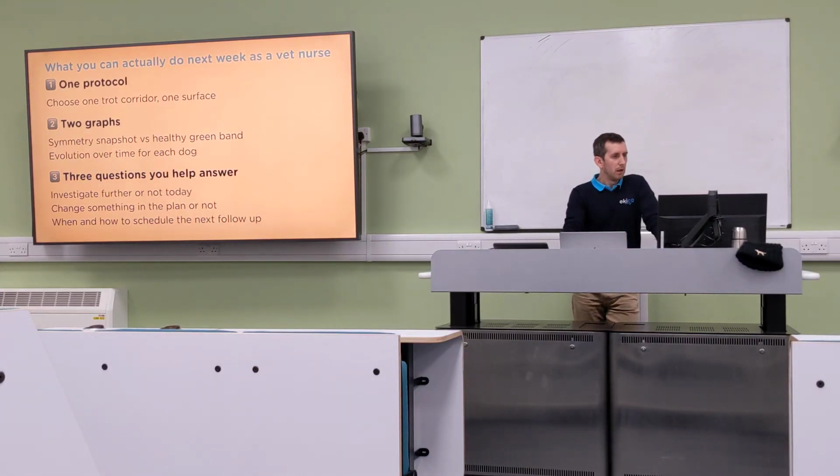So yeah, this is a wrap up of what I said. Choose one corridor, one surface. You have the two graphs that you saw just earlier that you can use in daily practice. Should you investigate further or not today? Should you change something in the plan? And when do you schedule the next visit?